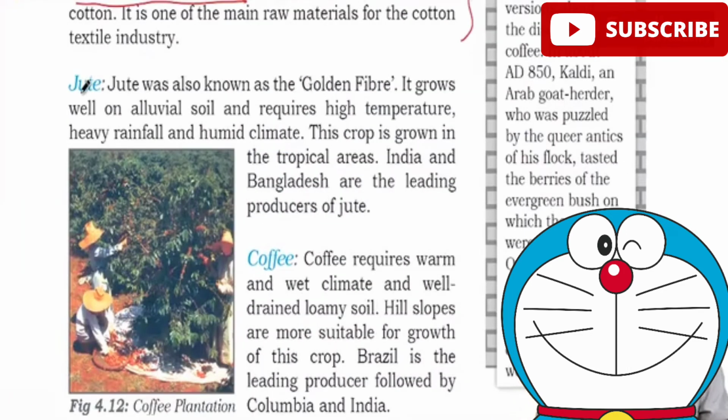Then you have jute. It is also called the golden fiber. It grows in alluvial soil where you require good fertility, and it requires high temperature, heavy rainfall and humid climate. Usually in Rajasthan, Gujarat you don't find it, but you find it in West Bengal, Bangladesh, where you have high temperature, heavy rainfall and humid climate. Cotton: high temperature, less rainfall, and dry climate. Jute, the opposite. This crop is grown in the tropical regions, especially India and Bangladesh.